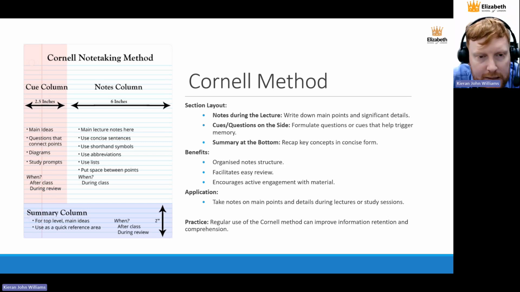Okay, so now that you've taken a look at the Cornell method, let's discuss some of the more details of it. Okay, so you are basically splitting the page up into 3 sections. The one on the left is called the Q column, which we'll come back to in a second. The one on the right is the notes column. So this is what you're going to do during the class. You're going to make notes from the lecture here.